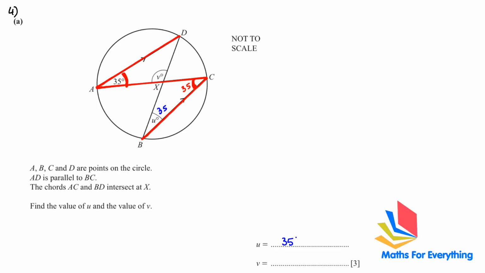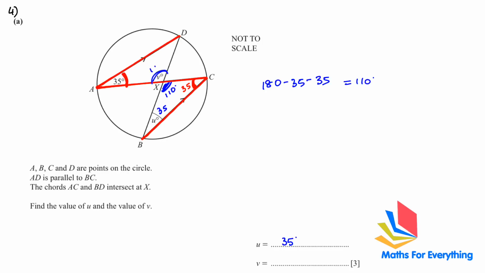We have the two angles in a triangle now. To find the third angle, we are going to subtract from 180. 180 minus 35 will give us 110. So this angle is 110.